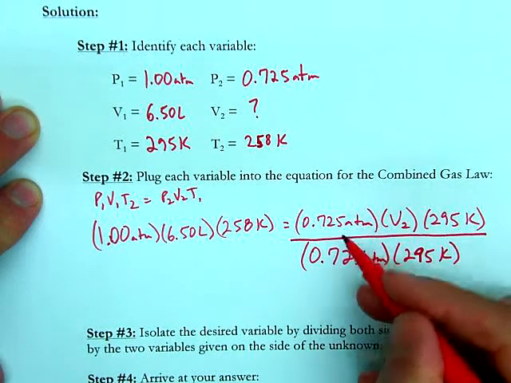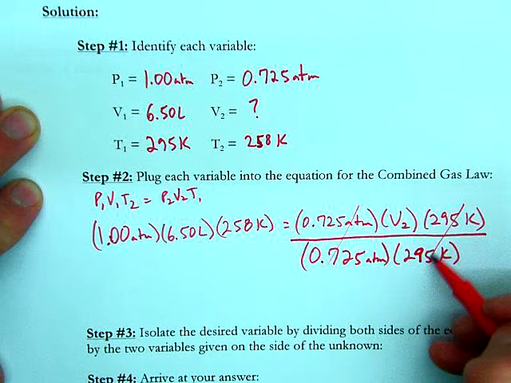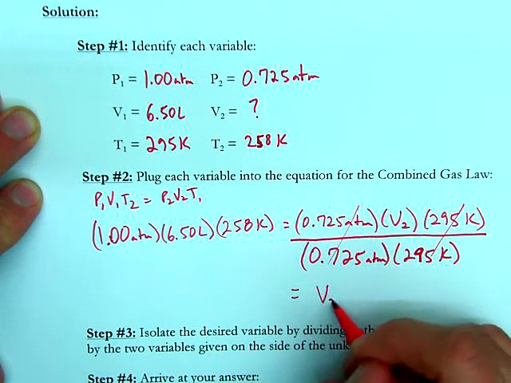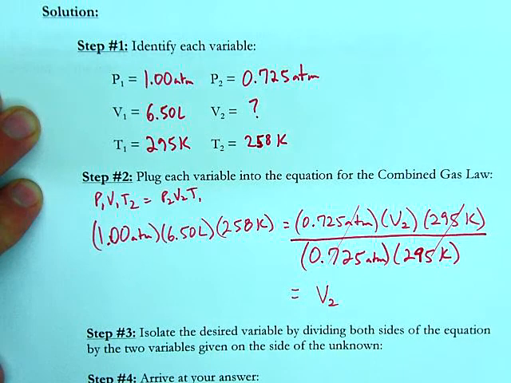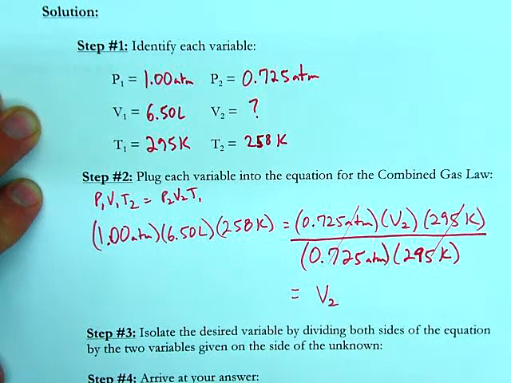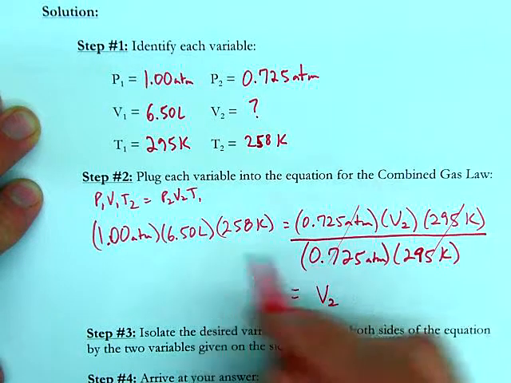If I do this, atmospheres here will cancel, Kelvin will cancel, and what we'll be left with is just V2 on the right side of the equal sign. And that's what step 3 here says. Isolate the desired variable by dividing both sides of the equation by the two variables given on the side of the unknown. So this is the side of the unknown. We're going to divide by the two things on that side. But whatever we do to one side, we're going to do to the other.